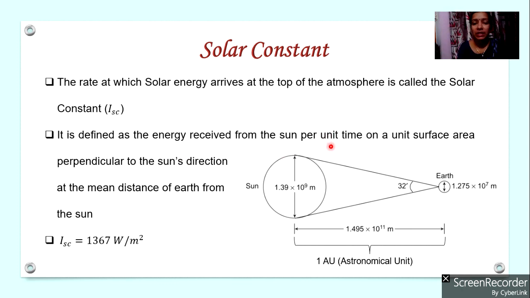So if we consider a unit area on the earth's surface, and that area should be perpendicular to the direction of sun's rays, and it should be located at a distance which is equal to mean distance of the earth from the sun, and the energy received on that area per unit time is known as the solar constant.